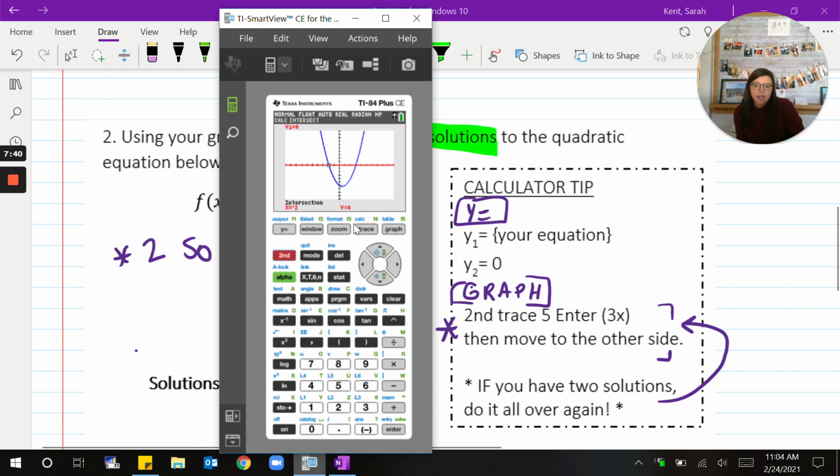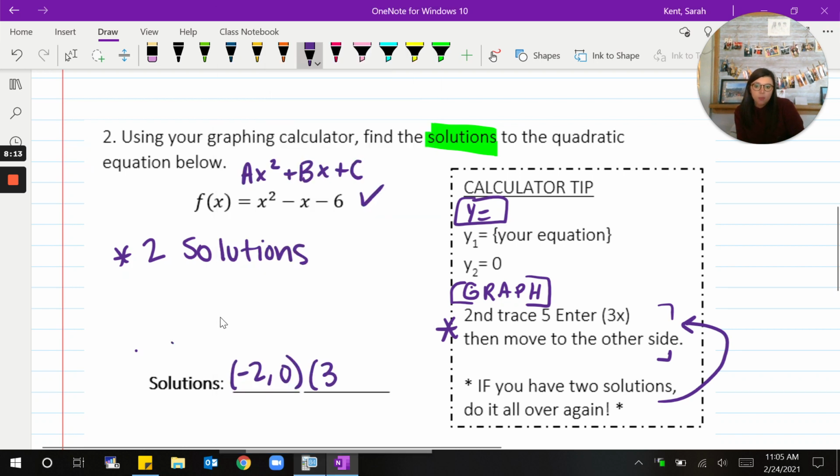So I'm going to press second trace 5. But this time I want this little dot to be on the other side. So I'm going to click over. You can hold it and it'll just run over. And when it's on the other side, now I can press enter, enter, enter. And you can see I have a new number for x. So now it says x equals 3, y equals 0. So my second answer will be 3, 0. And that's all.